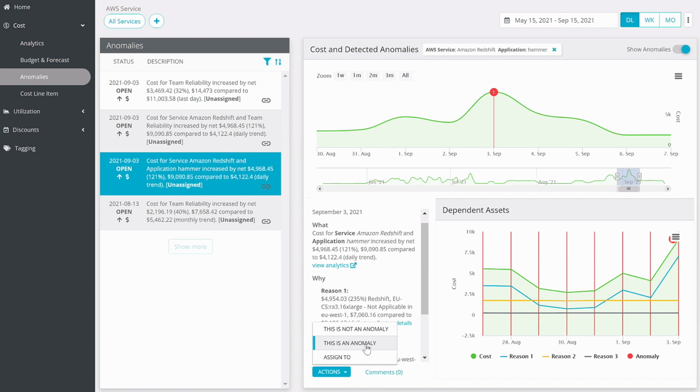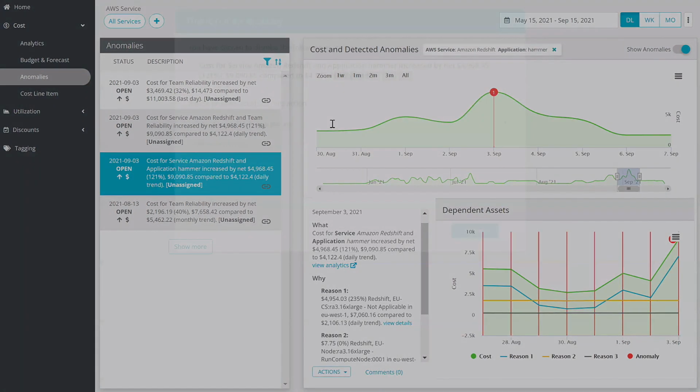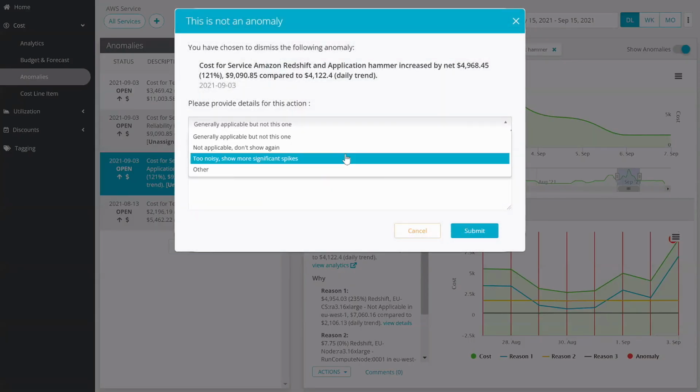I can reinforce Yotascale and let it know this is an anomaly. Yep, thank you for finding this. Or I can come in and tell it that it's not an anomaly, and I can add in a couple of different reasons that would adjust the model in different ways.